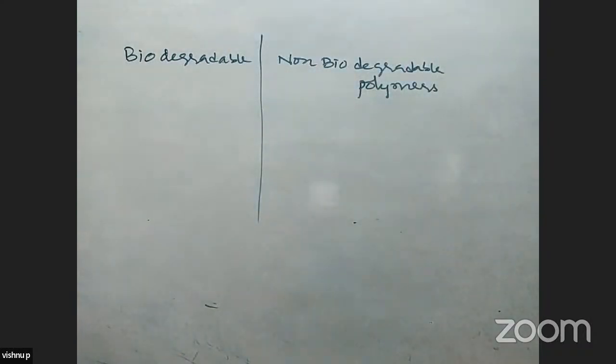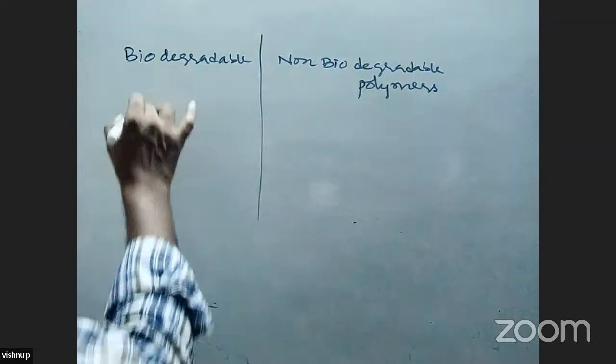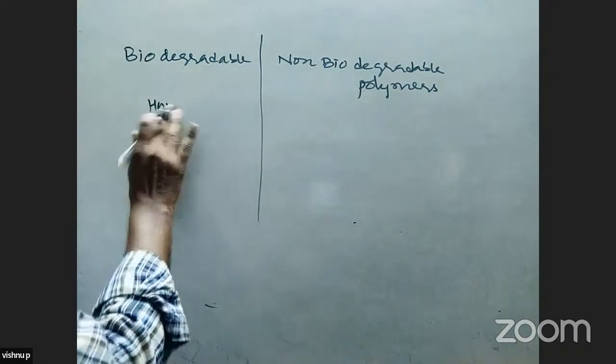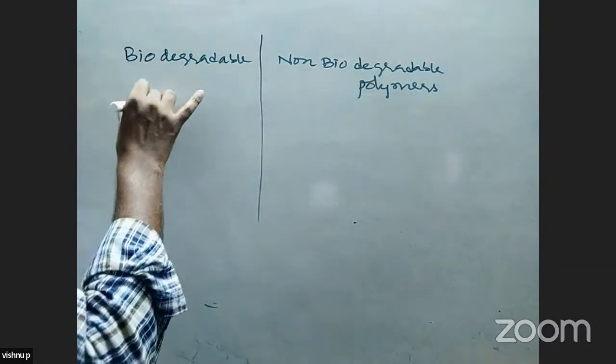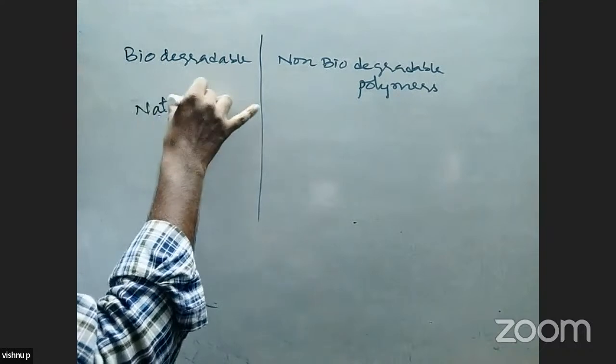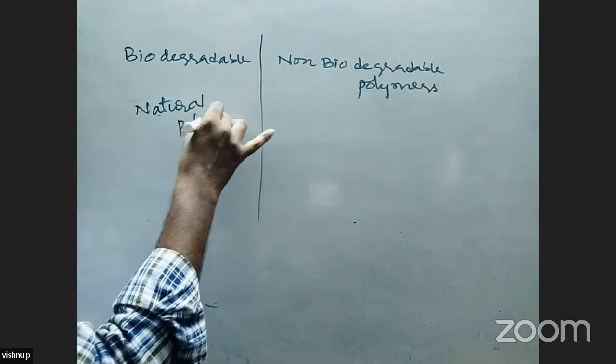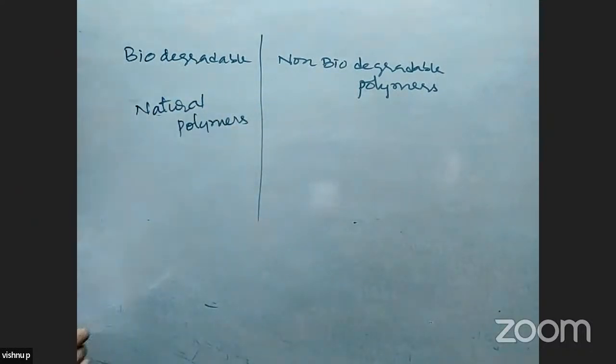Biodegradable polymers are decomposed in nature. These biodegradable polymers contain hydrophilic groups. What type of group do they contain? Hydrophilic groups. They absorb water and are decomposed in nature. Example: natural polymers are examples of biodegradable polymers.